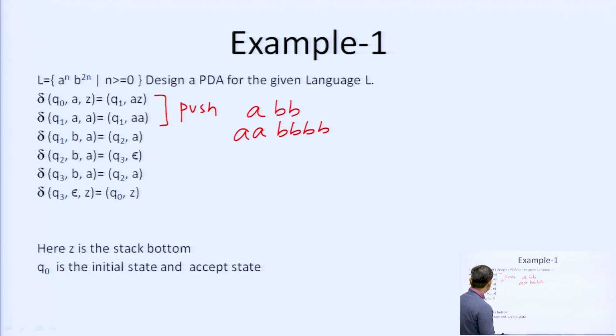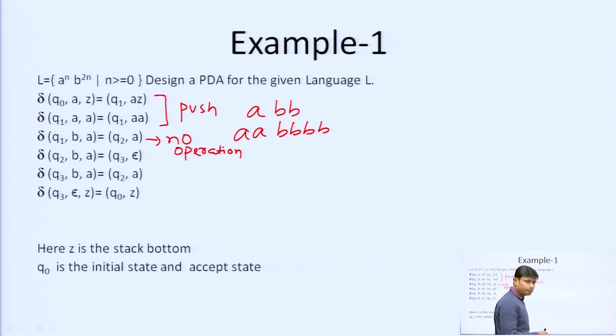Then we are in the q1 state, the input is b and the stack top is a, and the stack remains the same. We do not have to do any operation in the stack, so this transition is a no operation. Then we go to the q2 state. In q2, the input is b and the stack top is a, so we have to pop one a from the stack. Then we are in q3, the input is b and the stack top is a, going to q2, with no operation.